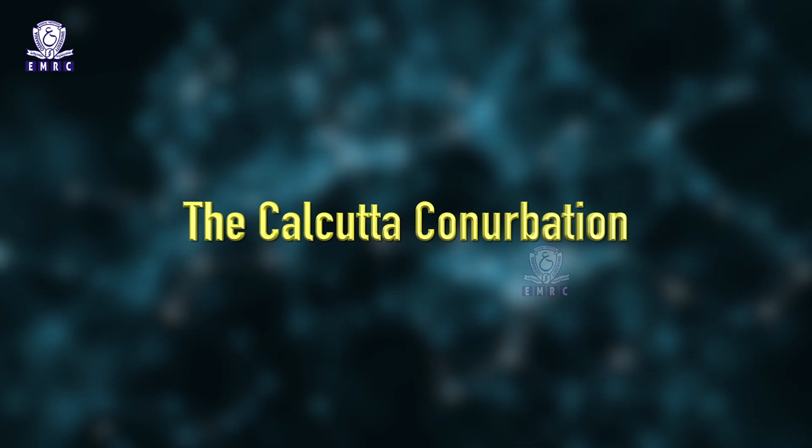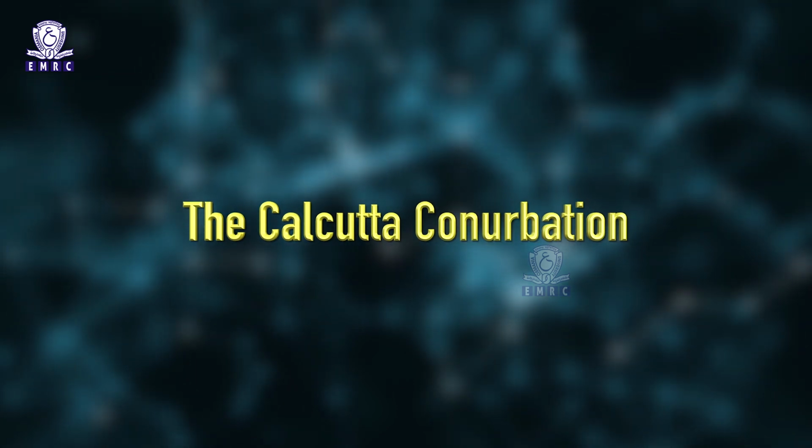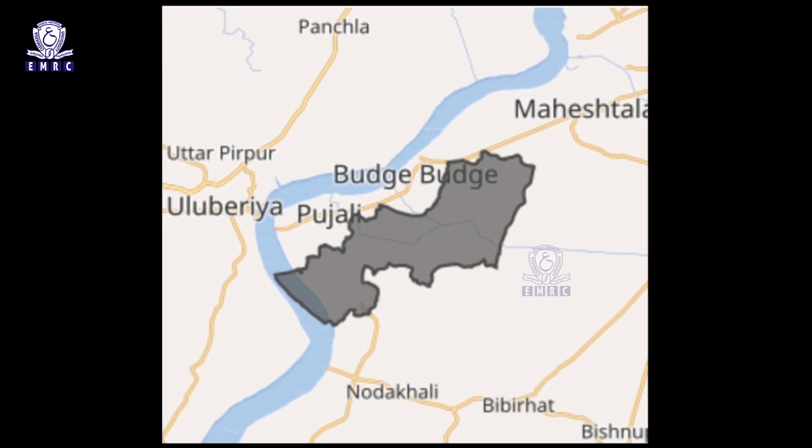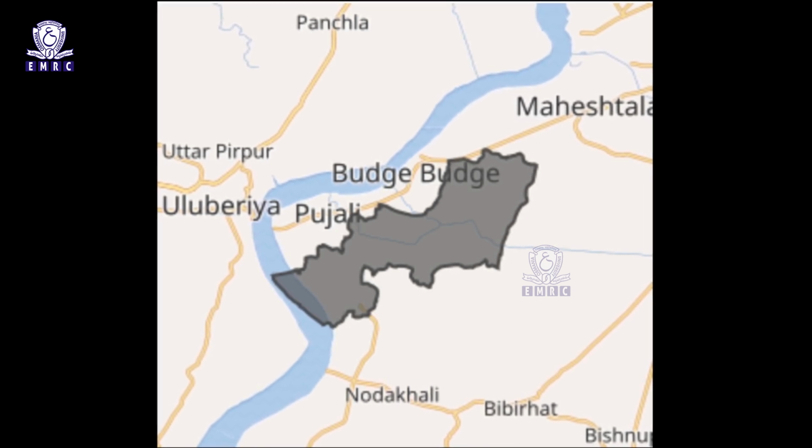So let me begin with the Calcutta conurbation. Broadly, a narrow strip running from the north to Bajpaj in the south along the river Hooghly may be taken as the demarcating line of the oldest and vast industrial region in India. Several suburban and satellite townships were developed within this region.